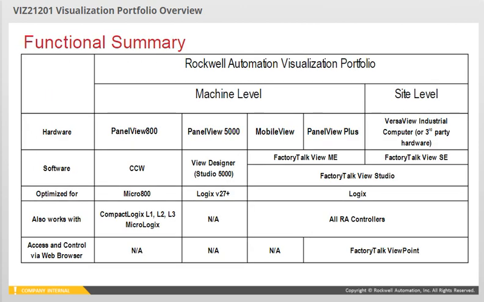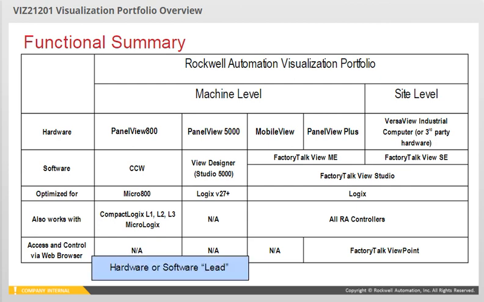Now that we have discussed all of the lead products in the Rockwell Automation visualization portfolio, let's summarize and compare all of these products. For the machine-level applications, Rockwell Automation leads with several hardware platforms. The PanelView 800 is intended for machine builders for whom product cost is the main concern. It is optimized for use with the Micro 800 controller and is configured in the same free software, CCW.